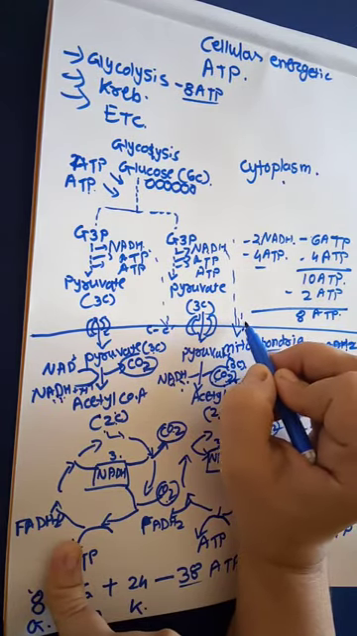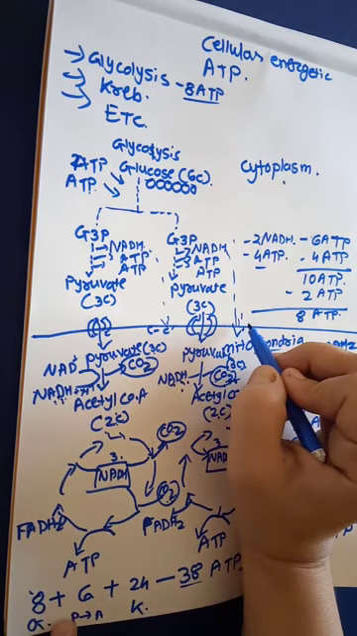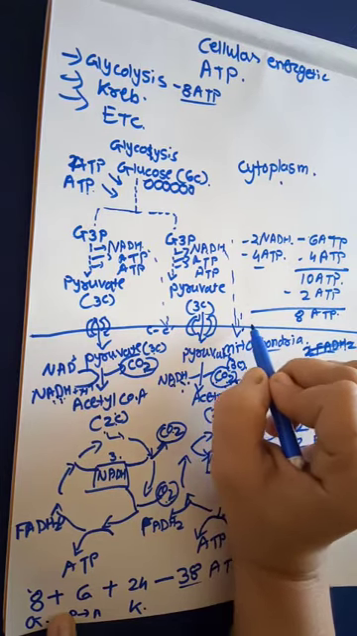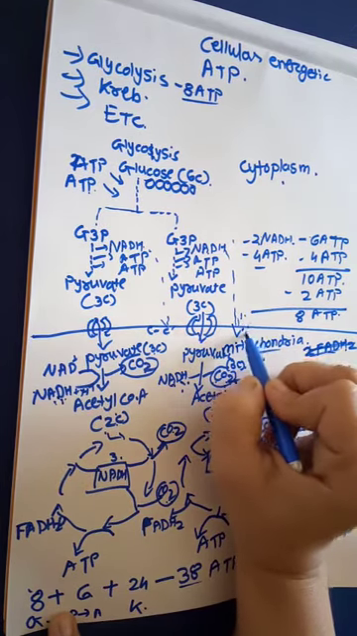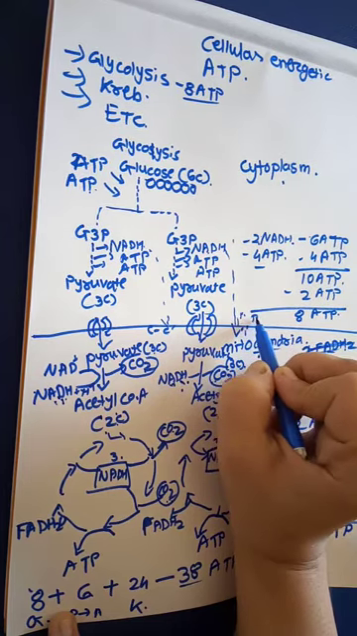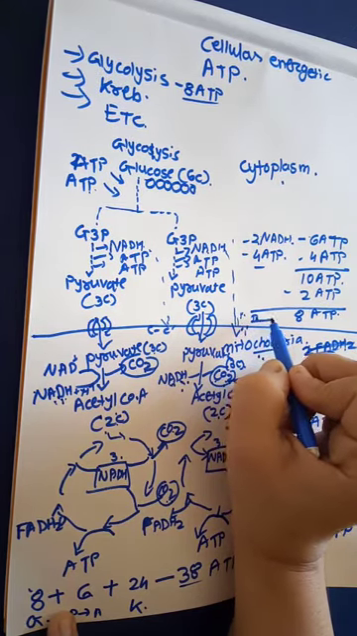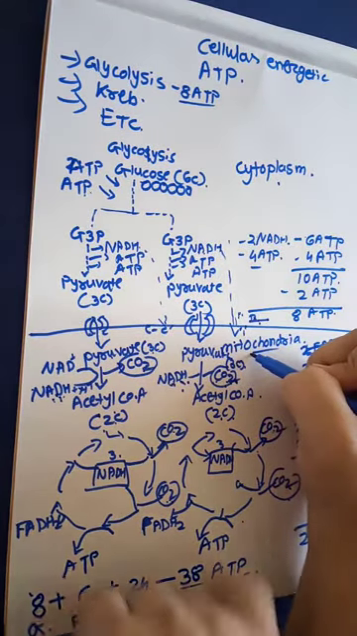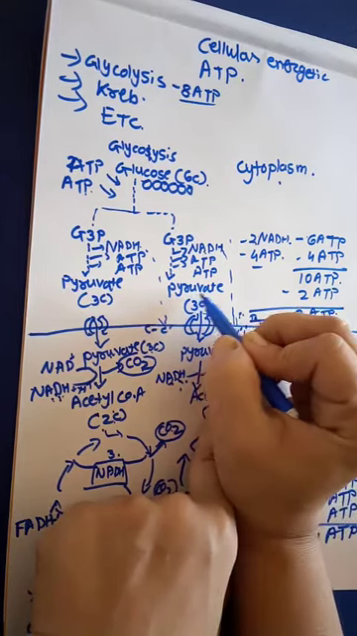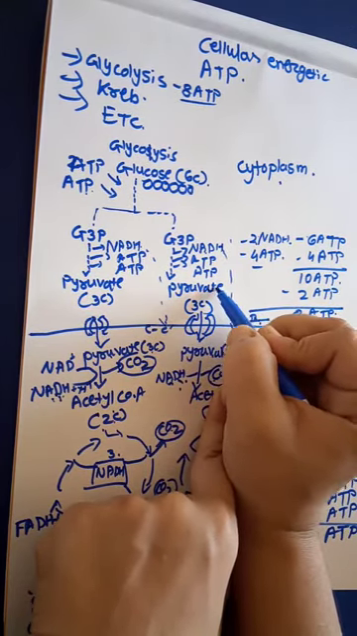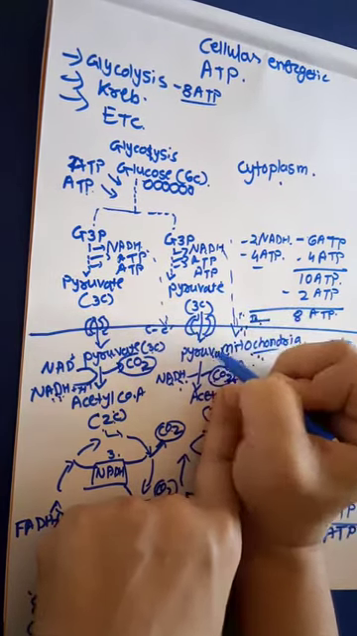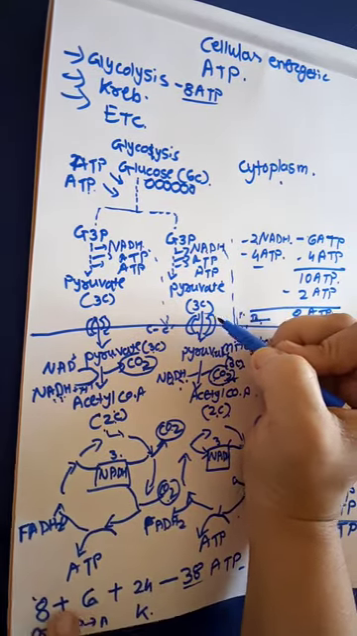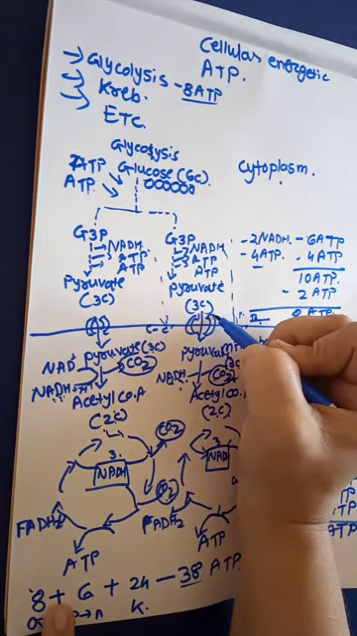There are 2 shuttle systems. We will not talk about those shuttle systems here. Just trust me that there are two shuttle systems, and that transport is active transport. So active transport will utilize energy. So some sort of energy will be utilized while transporting the NADH into the mitochondria. Again, we have already discussed that pyruvate is also produced in the cytoplasm, and that pyruvate will enter the mitochondria through pyruvate transporter proteins. So that will also utilize some sort of energy.